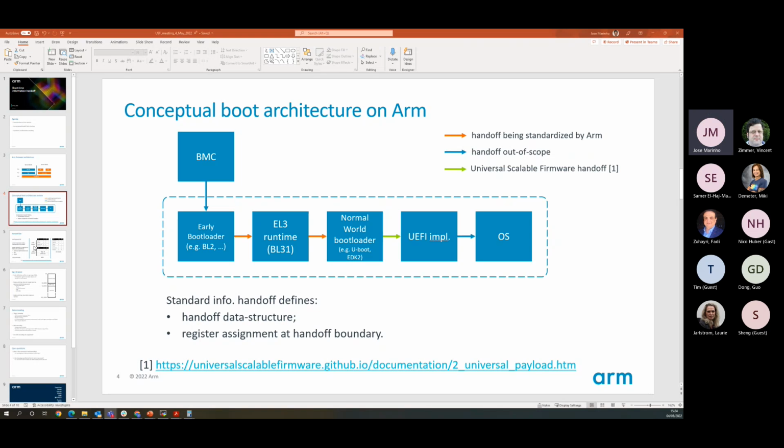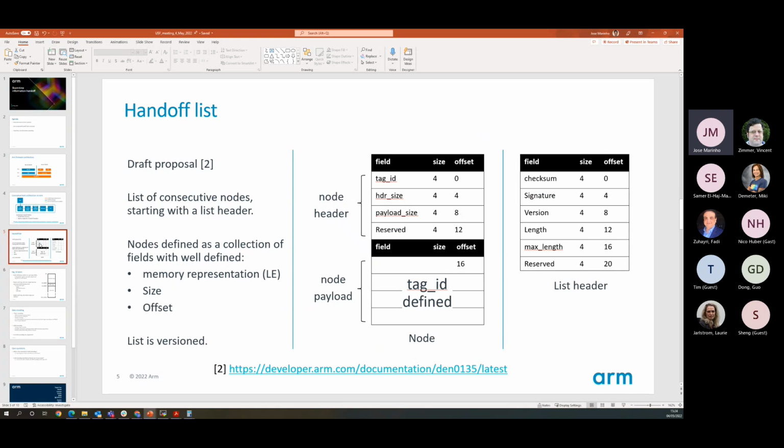So I think that by now everyone has a decent picture of what the firmware boot architecture is on the ARM architecture. So I just wanted to start giving everyone a bit of background on the discussion that we had late last year. As I said, the different upstream communities asked us to come up with a standard data structure.